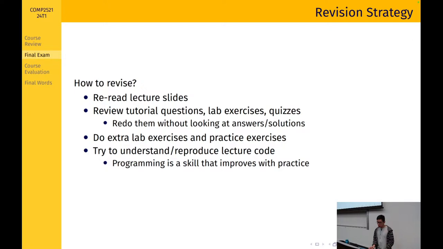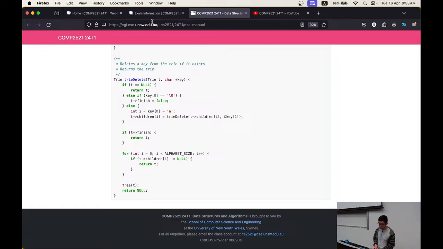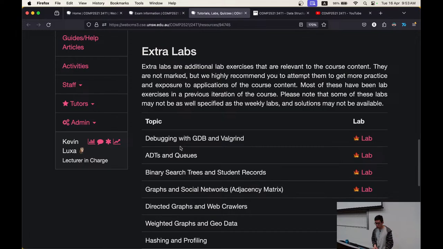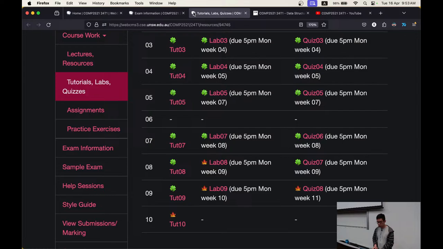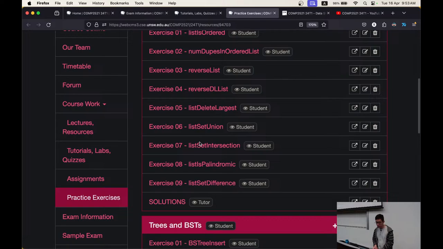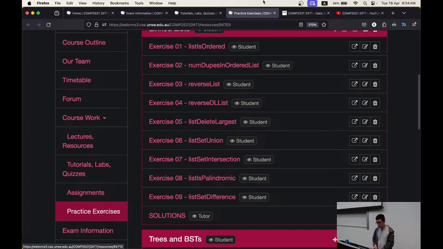On the course website, we also have a bunch of extra lab exercises and practice exercises. On the tutorials and labs page, down here, we have a bunch of extra labs, most of which have been lab exercises in previous iterations of the course. We also have a bunch of practice exercises: lists, practice problems, tree problems, graph problems. If you want some extra practice, you should try those out.